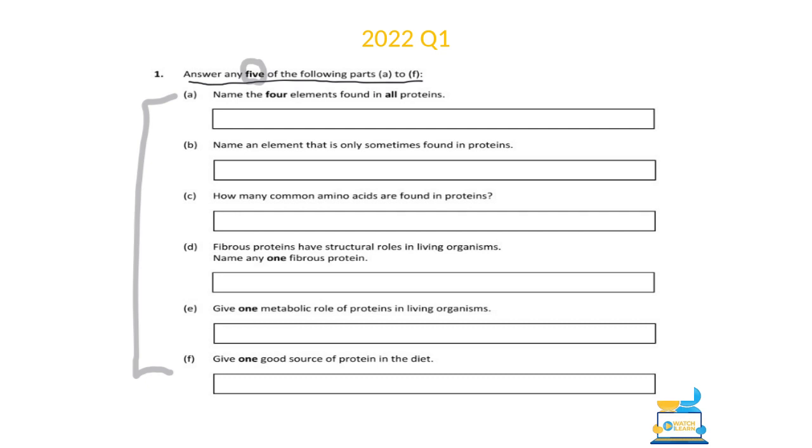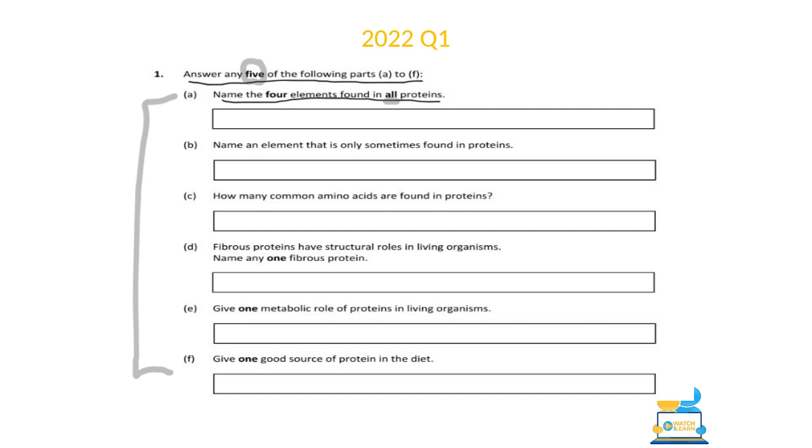So we're going to go through the questions now, take our time and break down what we're actually being asked. So the first question, this particular question, focuses on protein, the question that came up in this year's exam paper. So name the 4 elements that are found in all proteins. Now, a key part of this question we need to underline is all proteins.